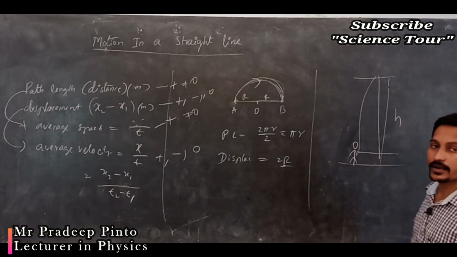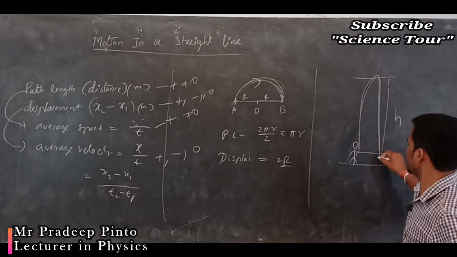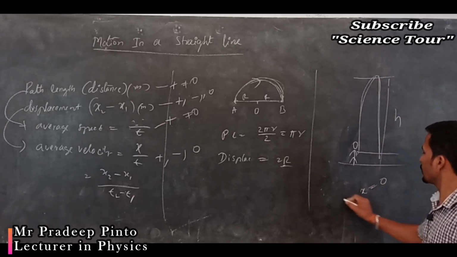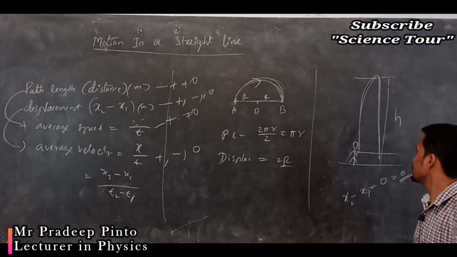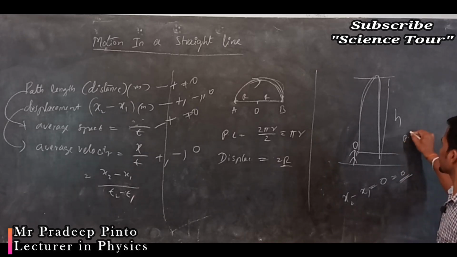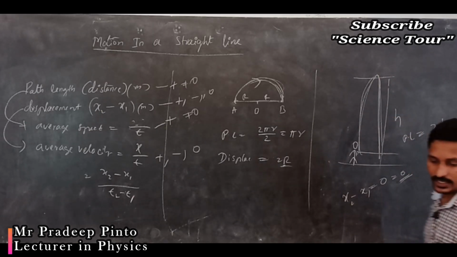What is the displacement and what is the path length? It comes back here, so displacement is equal to 0, x2 minus x1, because it is final minus initial. And what is the path length? This is h, this is h, this is 2h. That is the path length.